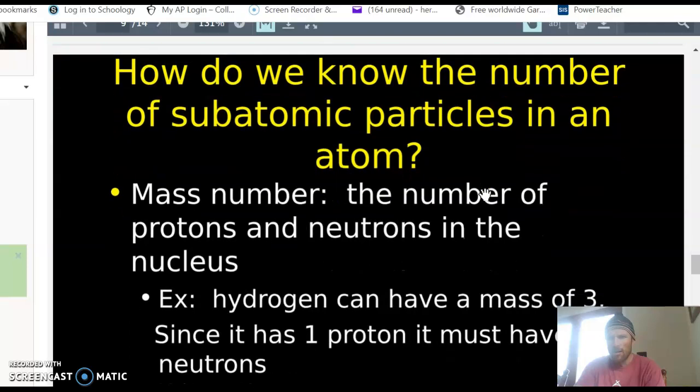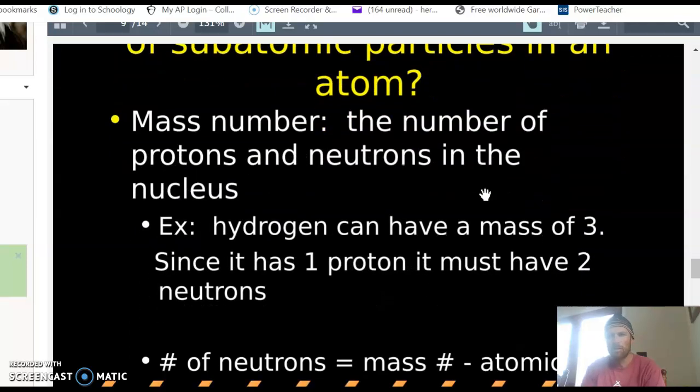How do we know the number of subatomic particles, aka the neutrons? Well, the neutrons is indicated by the mass number of the specific element on the periodic table. The mass number is the number of protons added to the number of neutrons, because each of those particles has mass. So hydrogen, for example, can have a mass of 3. Since it has 1 proton, it must have 2 neutrons present for that isotope of hydrogen.